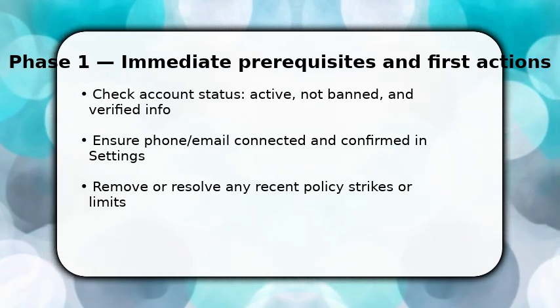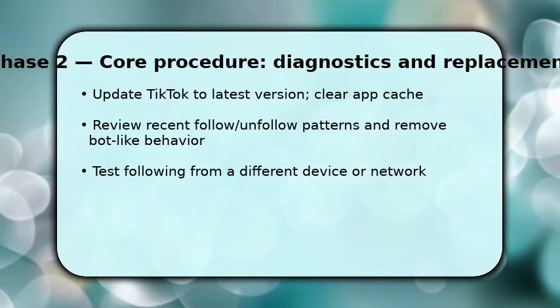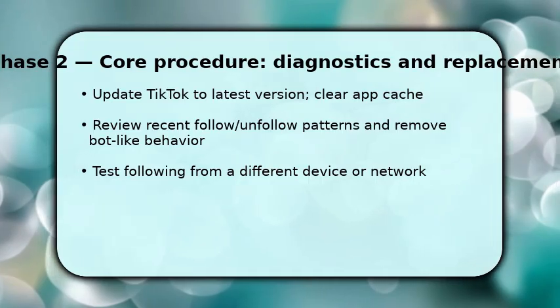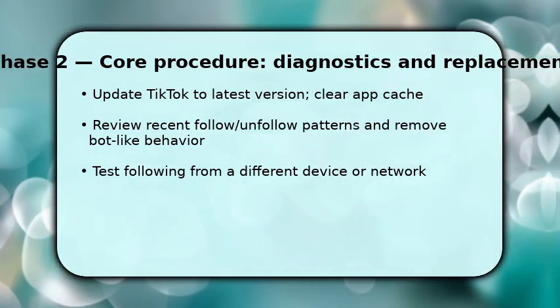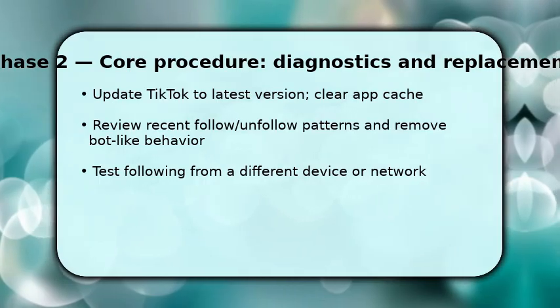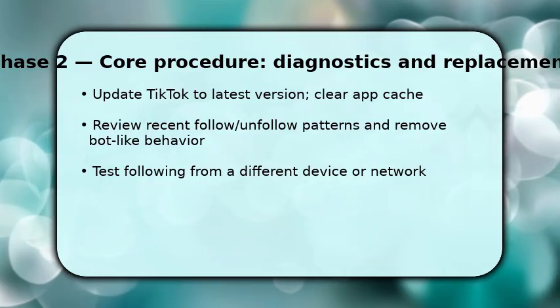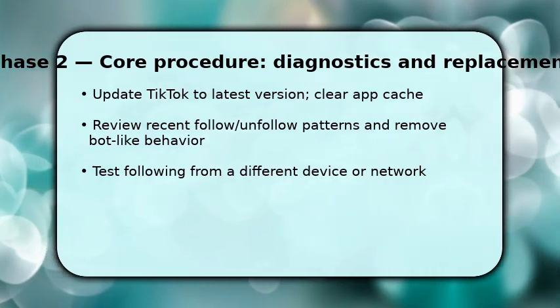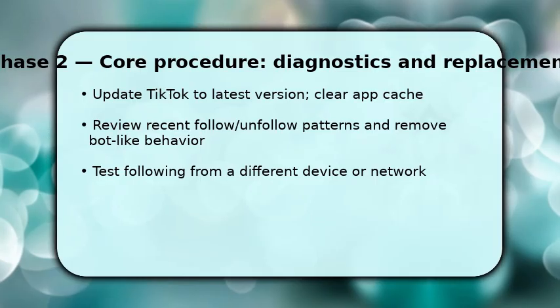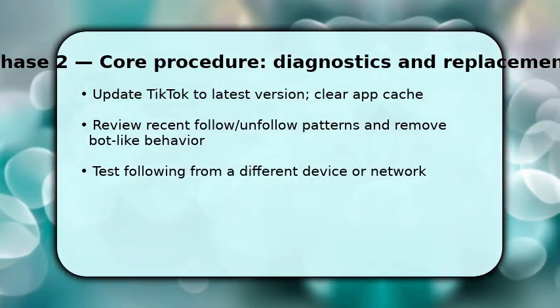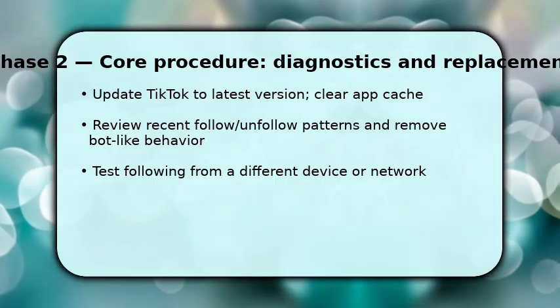Next, dig into app behavior and environment to find the cause. You'll update to the latest TikTok version and clear cache. This fixes many UI and sync problems. Then evaluate recent follow activity. Rapid follow/unfollow looks like automation, so pause that behavior and remove scripts or third-party tools. After that, try following the same account from a different device or Wi-Fi to isolate device or network blocking.